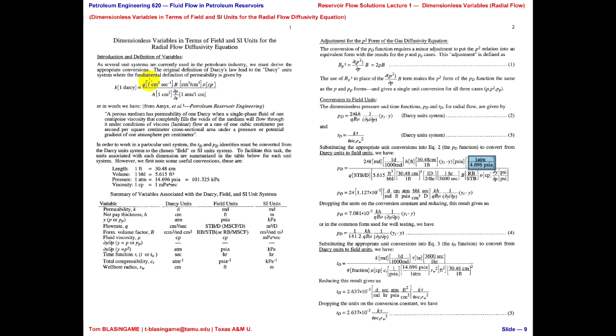We work in cc's per second over here. What do we work in the petroleum industry? Stock tank barrels per day. So we're going to have 5.615 cubic feet per barrel, 30.48 centimeters per foot. That's going to end up getting cubed. 1 day is 24 hours. 1 hour is 3,600 seconds. Okay, you guys got a feel for this?